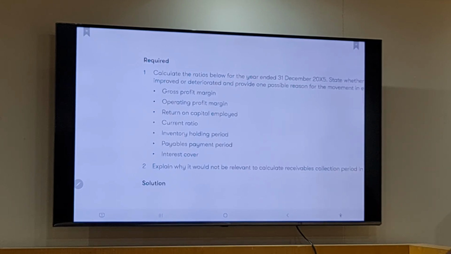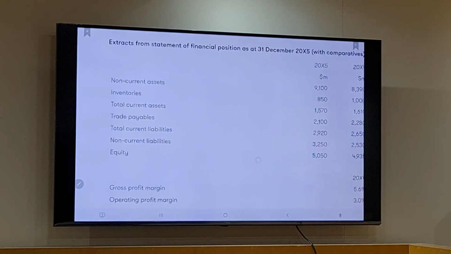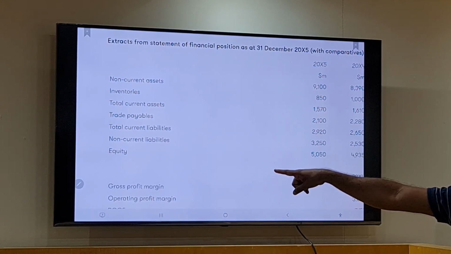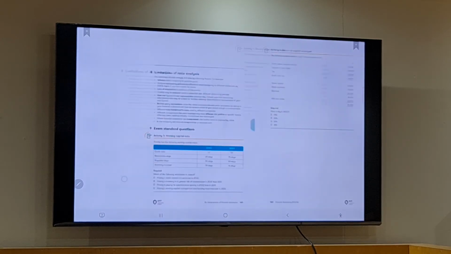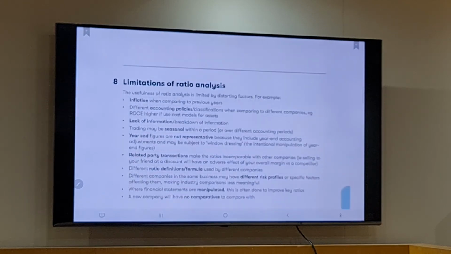Explain why it would not be relevant to calculate the receivable collection period. They say we should not calculate the receivable collection period because in the balance sheet we don't have receivables. It's no credit sales, all cash sales I think. And then that's it. And activity 2.